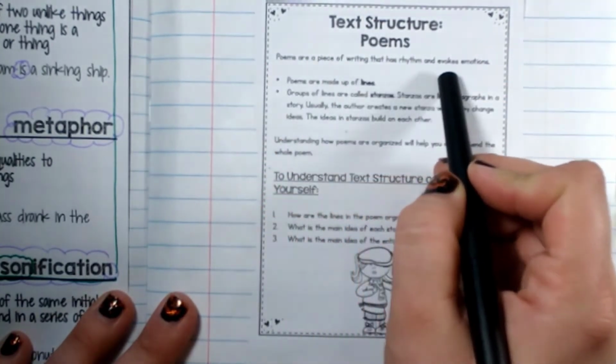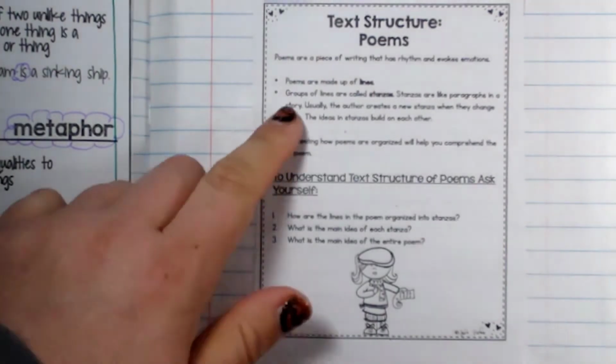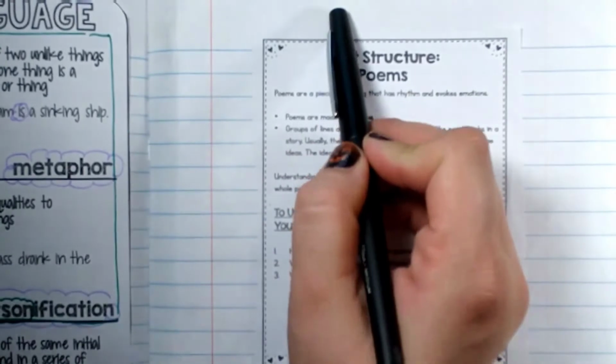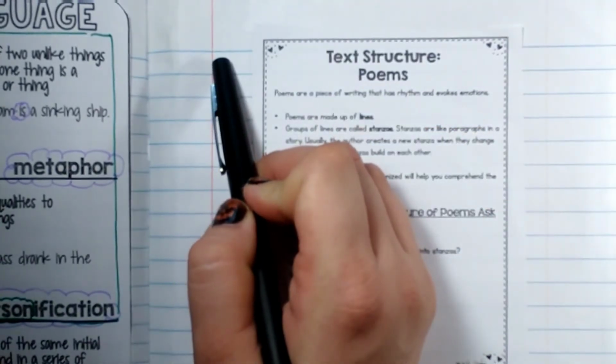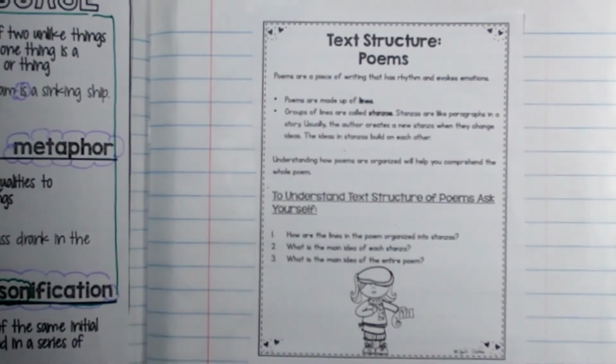So poems are a piece of writing that has rhythm and it evokes emotion. That's why I'm talking about mood and tone this week, because a poem's purpose is to invoke emotion or to show emotion of the person. Now, poems are made up of lines, not sentences. Sometimes when I have a poem, the sentence is cut in half and then it goes to the other line, because poems sometimes find a rhythm and a pattern in different ways. And sometimes they're free verse, which means there's not a specific pattern. Some poems rhyme, some poems don't. Poetry does not have to rhyme.